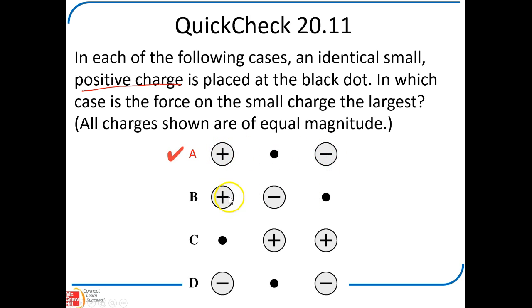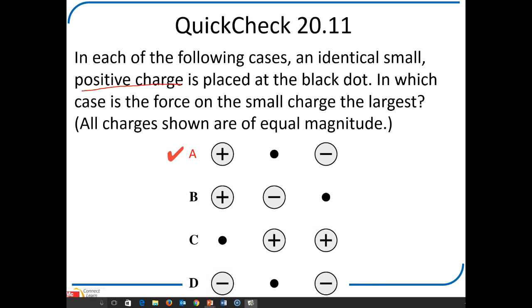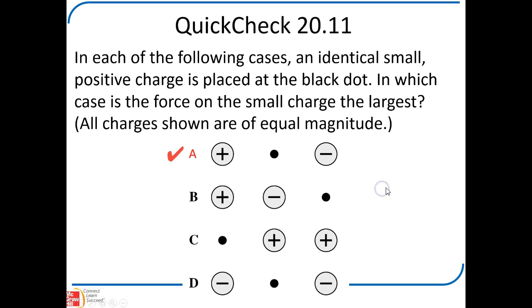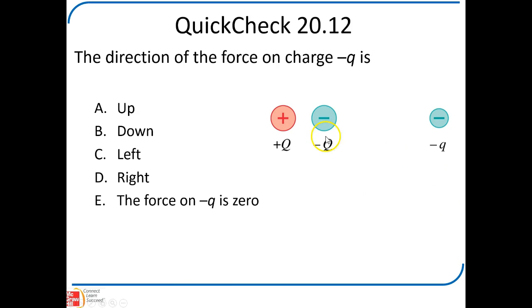Here the force is right here. There's a bigger force in between the two. Here the force is between the two, but because they're the same, they're actually pushing out on each other, and so we don't really get an effect on this dot in the middle. Because these two are pulling in towards each other, there's a pretty big force on that middle dot. And that is 20.11.